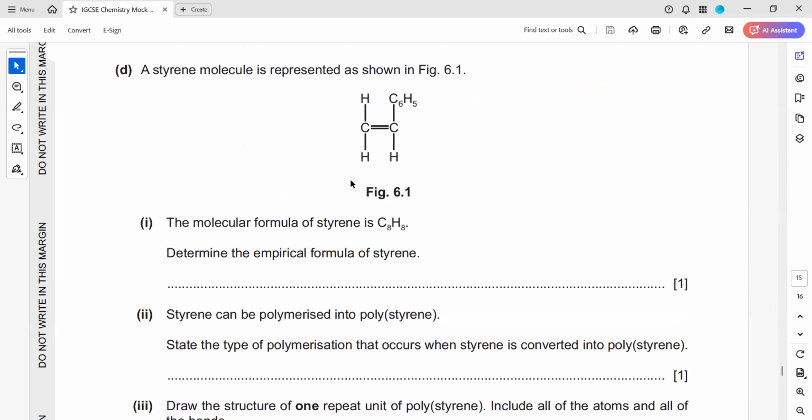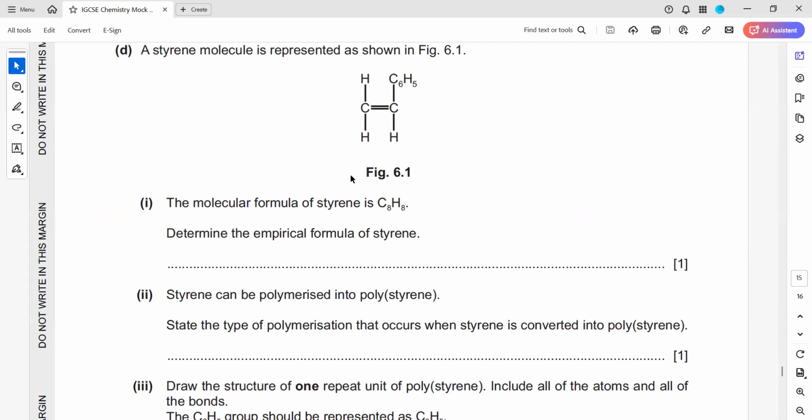Then determine the empirical formula. The empirical formula shows the simplest ratio of the molecular formula C8H8. So for the empirical formula, what is the ratio between 8 and 8? It's 1:1, so it is CH. It can be polymerized. State the type of polymerization. Whenever an alkene undergoes polymerization, it is always addition polymerization.